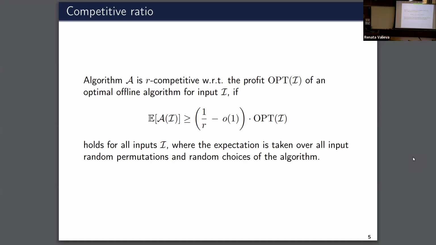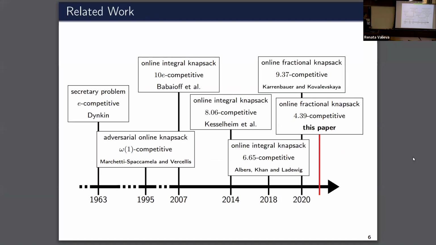With this notion in mind, let me tell you about previous work. The first kind of problem similar to the one I'm talking about today is the secretary problem. We'll see it towards the end; I won't define it now. There is an e-competitive algorithm developed by Dynkin that is optimal. This comes from optimal stopping theory, which is maybe a separate field.